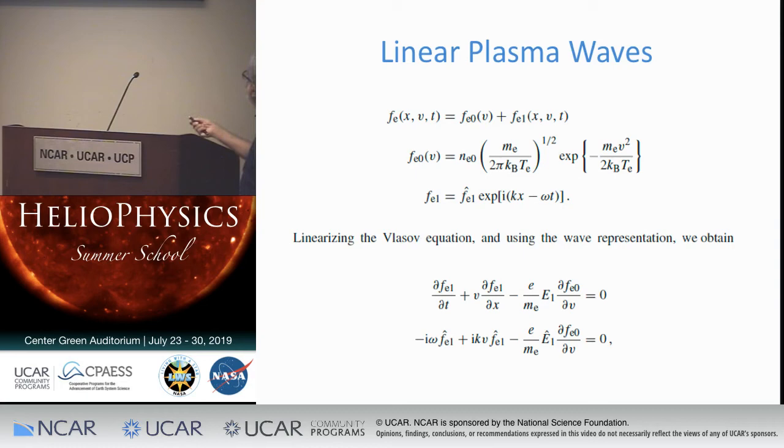Write F, the total F, as a combination of the equilibrium F, which is Maxwellian. This is an assumption, everybody's favorite starting point. Plus a certain perturbation. Notice that the equilibrium itself satisfies the Vlasov equation. You can quickly check this, and stop me if you don't.